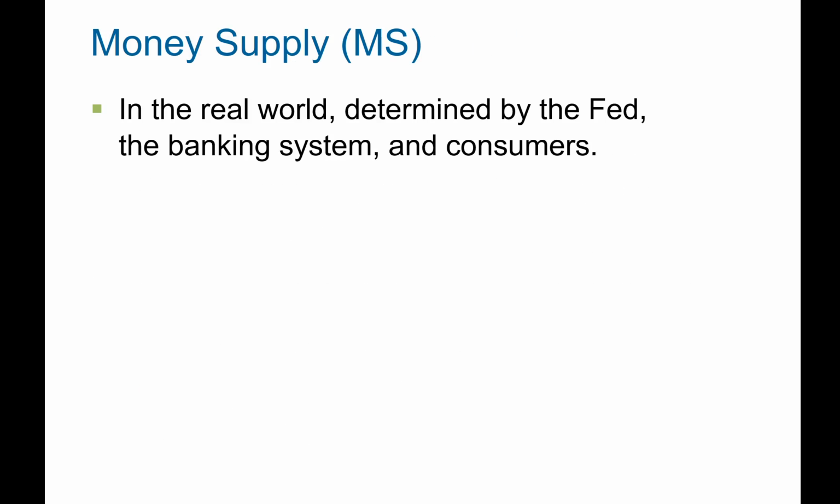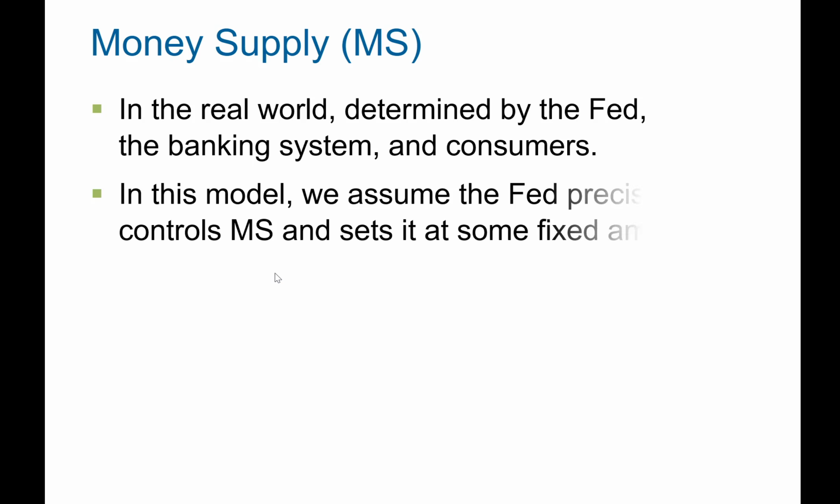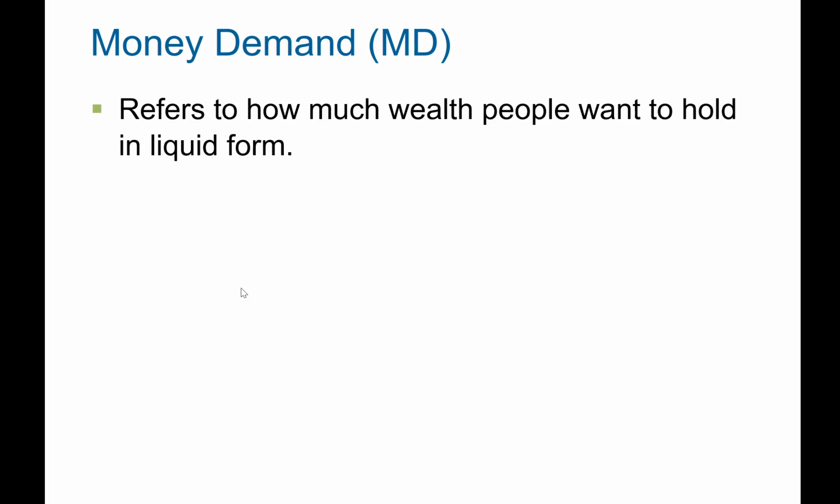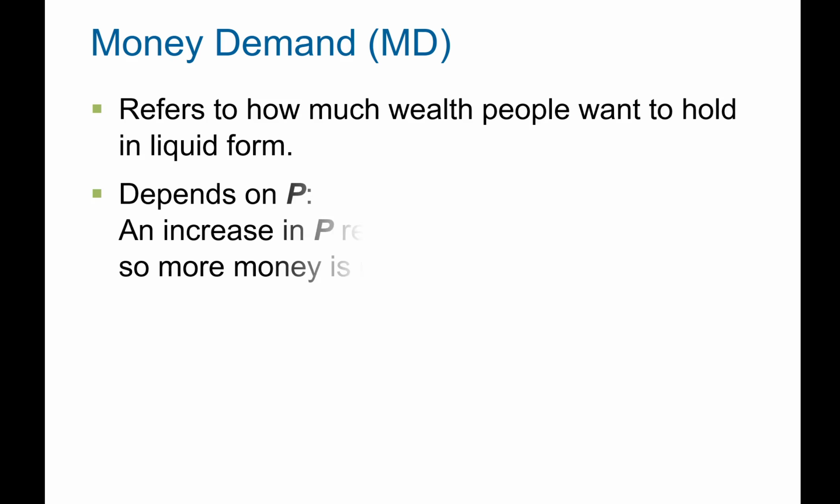So let's talk about the money supply. In the real world, money supply is determined by the Federal Reserve, the banking system of all the member banks, and consumers. That's really where it comes from. In our model, however, we assume that the Fed only controls the money supply and that they set it at some fixed amount. So that's one of the simplifying assumptions we make. Even though the Fed really only influences the amount of money, we're going to assume for this that they actually set it.